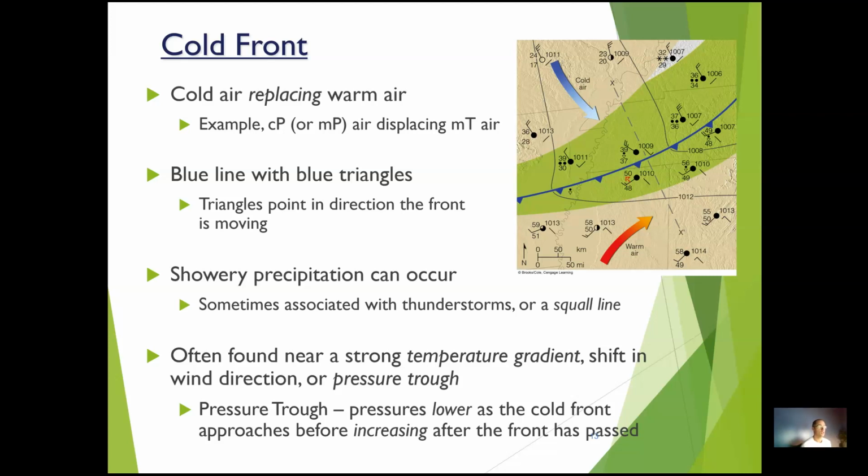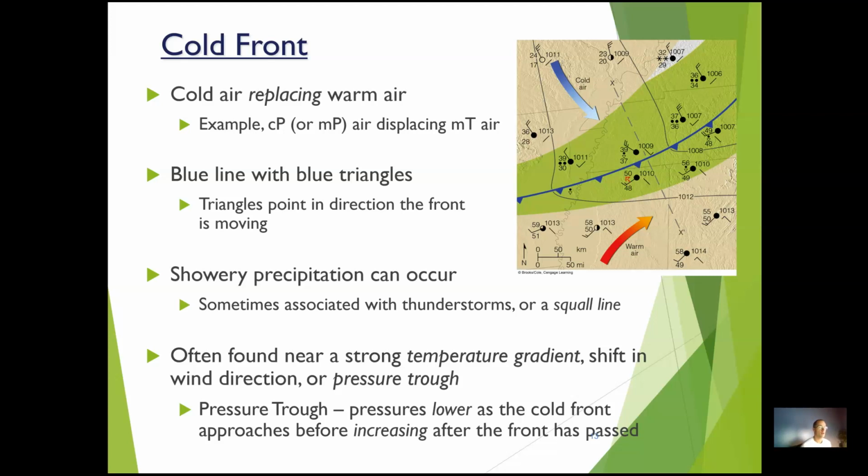In this example, and again, most commonly we're going to find continental polar air displacing maritime tropical air when we talk about large areas of the United States. We're going to signify these by a blue line with blue triangles, as I indicated earlier on our schematic, and those triangles are going to point in the direction that the front is moving.